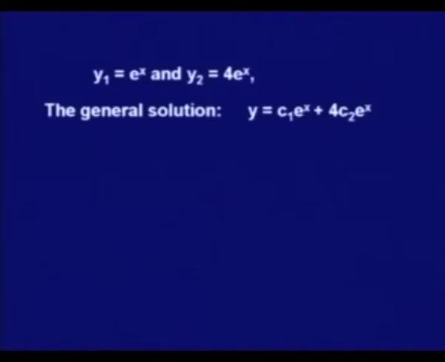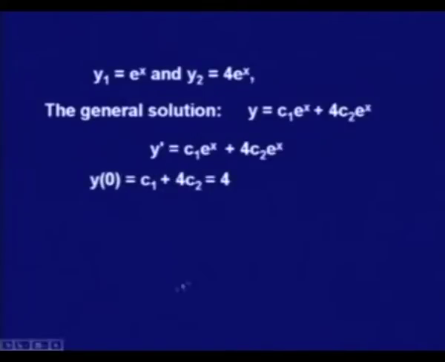Now, I would like to find the particular solution using those initial conditions. So, I would find y dash, that would be c1 e to the power x plus 4 times c2 e to the power x. Now, put the initial condition at 0: it gives c1 plus 4 c2, and y dash at 0 will give me again c1 plus 4 c2. Conditions given are y(0) is 4 and y dash(0) is minus 2. So, I have got the first equation c1 plus 4 c2 is equal to 4, and the second equation c1 plus 4 c2 is equal to minus 2.